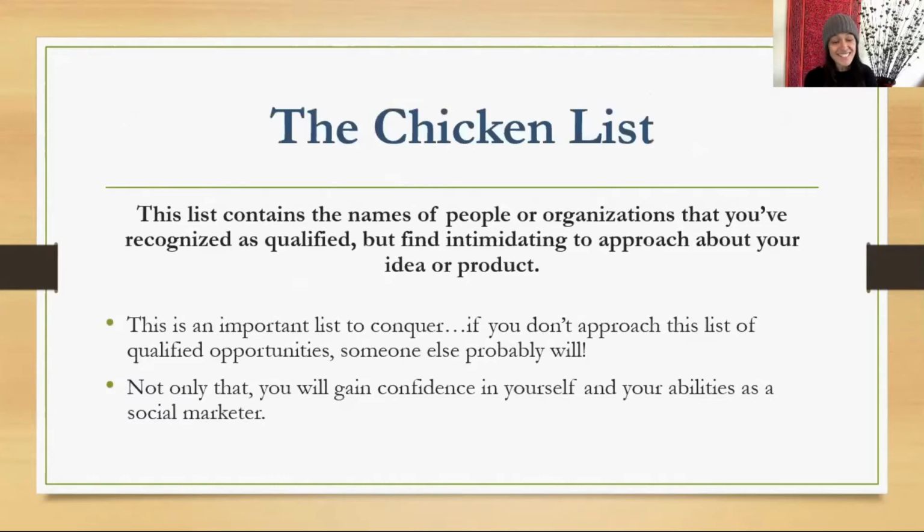The chicken list, on the other hand, also don't be afraid of. The chicken list is a list that contains the names of people or organizations that we've recognized as qualified, but find intimidating to approach about our idea or product. It could be as intimidating as your mother or father-in-law. They have very strict ideas on what they like and what they do, and talking to them about water is kind of an intimidating thing.